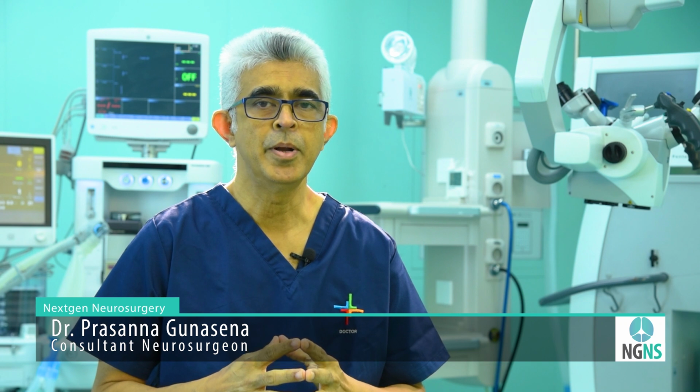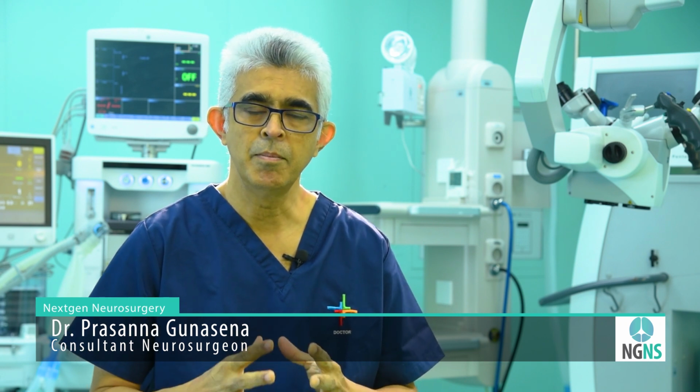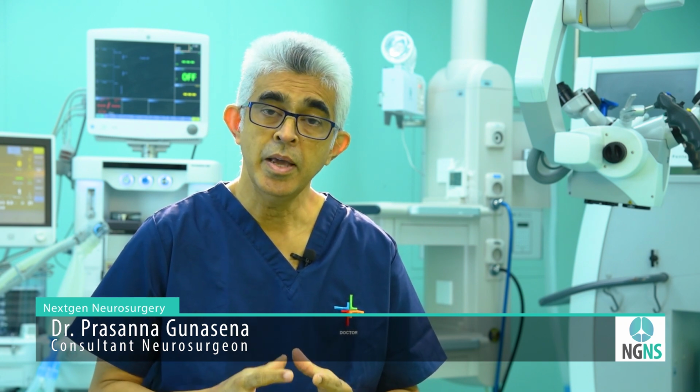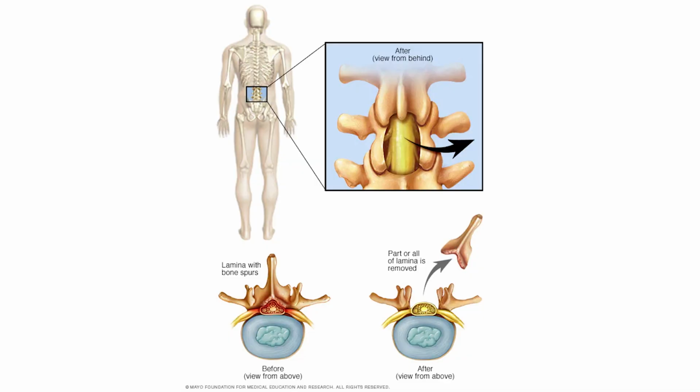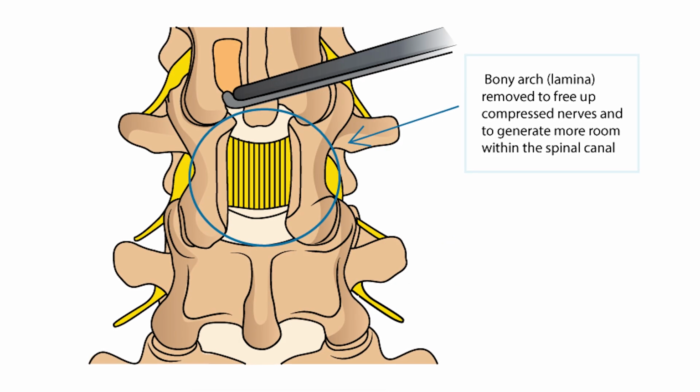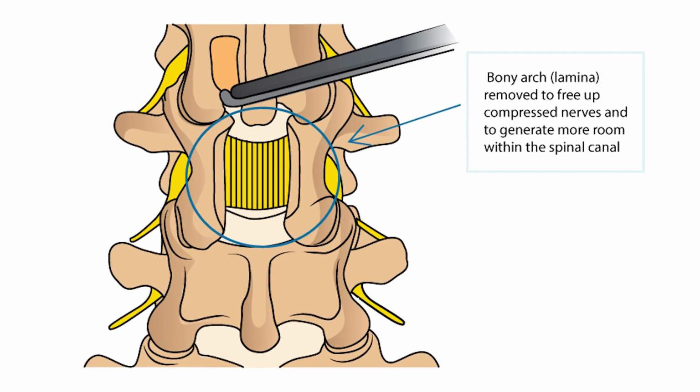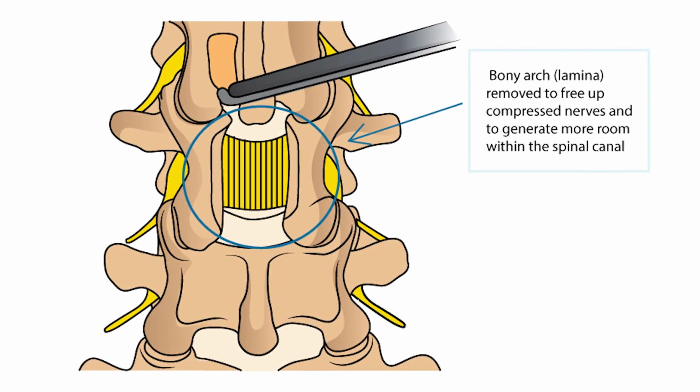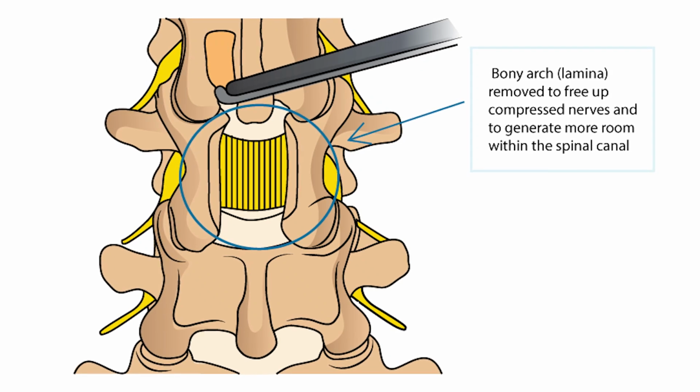In the past, for lumbar canal stenosis, a surgery called lumbar laminectomy was performed. In the lumbar laminectomy, we take off the posterior arch of the lumbar vertebra and release the nerves. However, over the past few decades, minimal access surgery has become more and more popular among people. In minimal access surgery, we don't remove the posterior arch.